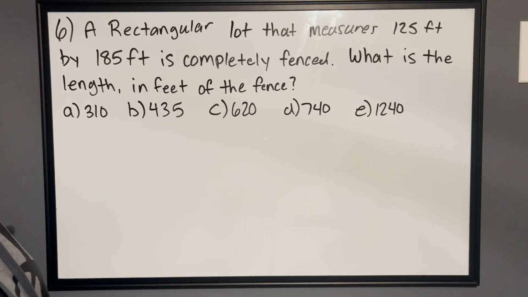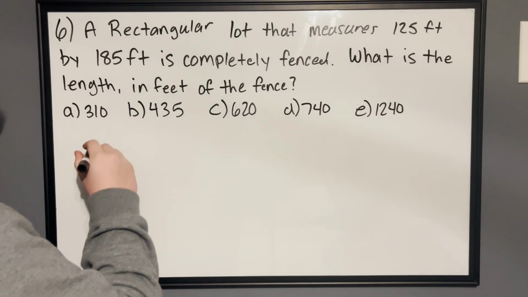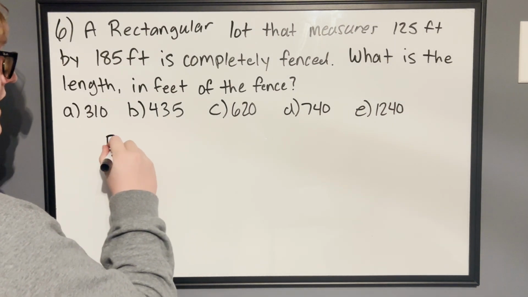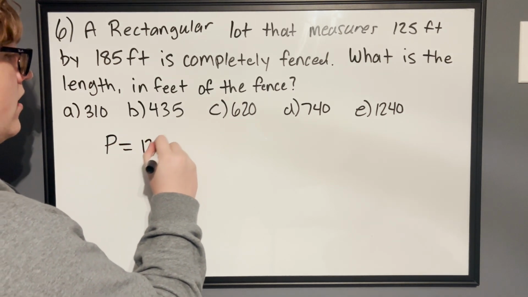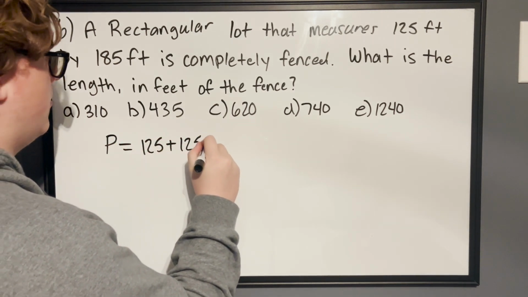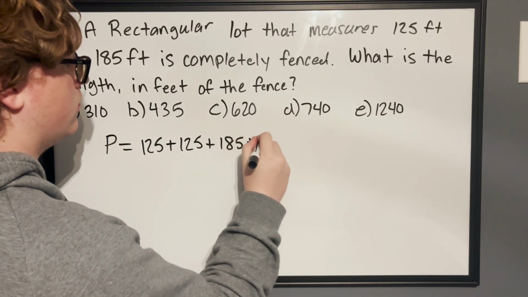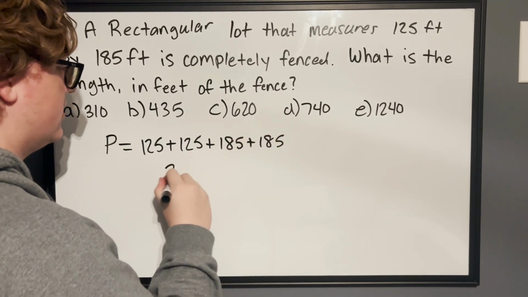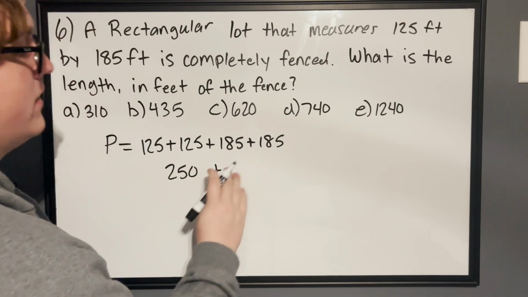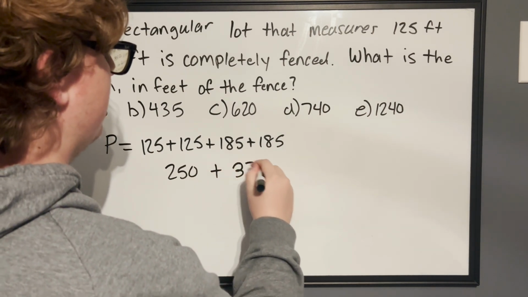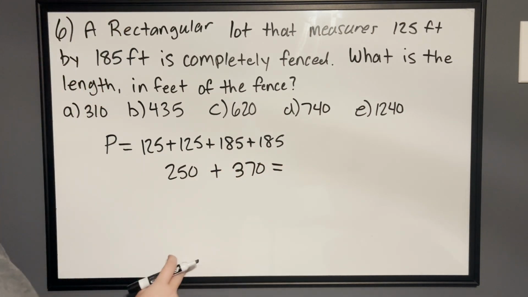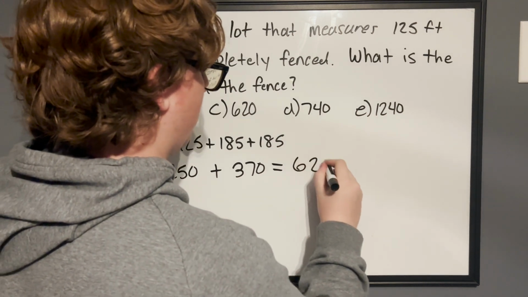So remember, to find the perimeter, we just need to add the sides. So the perimeter, or the length of the fence, is equal to 125 plus 125 plus 185 plus 185. This right here is 250 plus 185 and 185 is 370. 250 plus 370 is equal to 620.